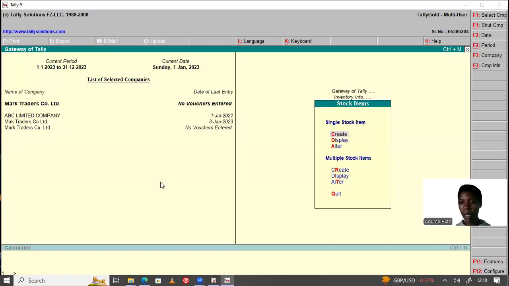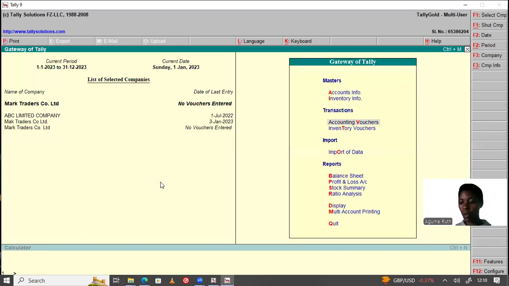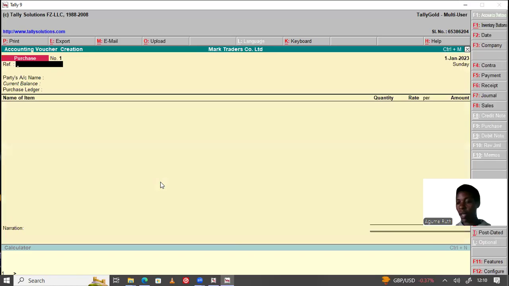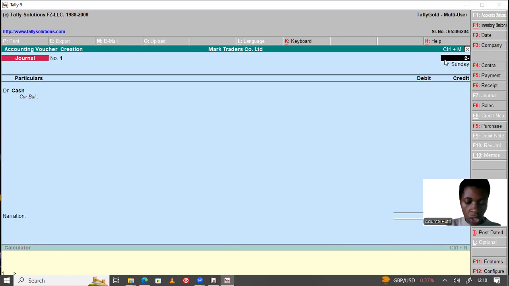So I go back. Now those are the opening balances, and I straight away go to accounting vouchers so that I can input in the details. So the first transaction begins from 2nd January 2023.